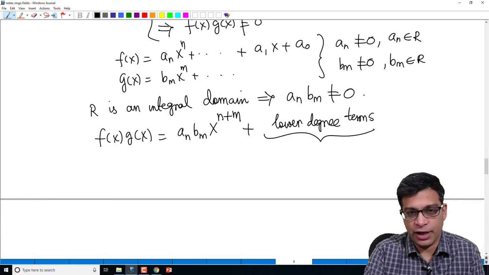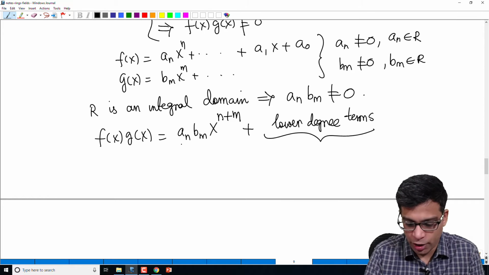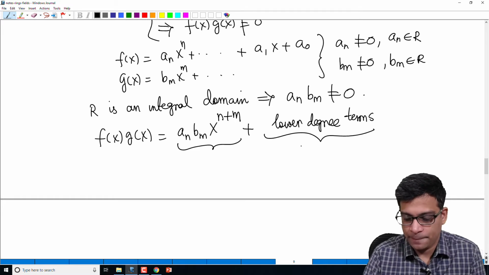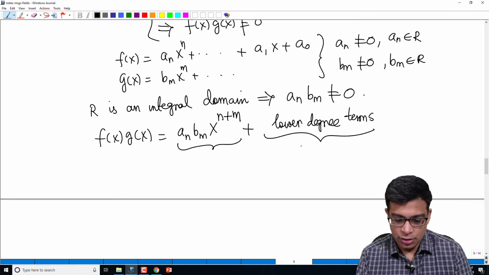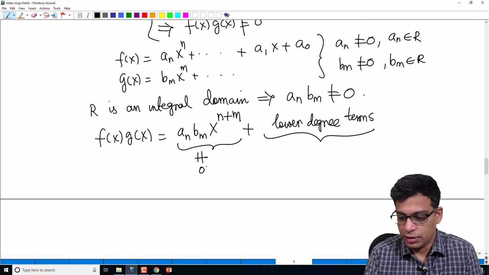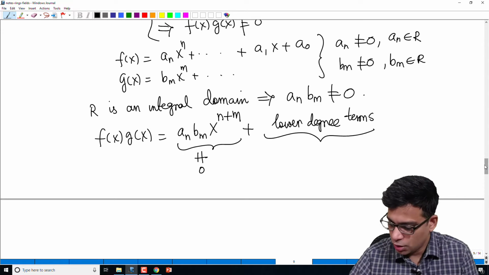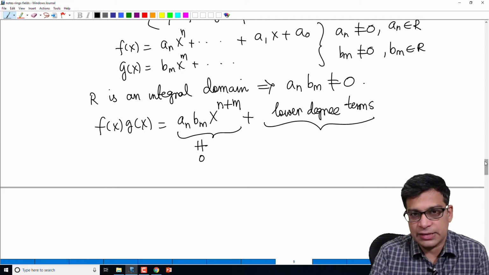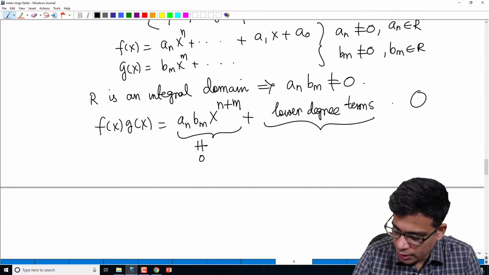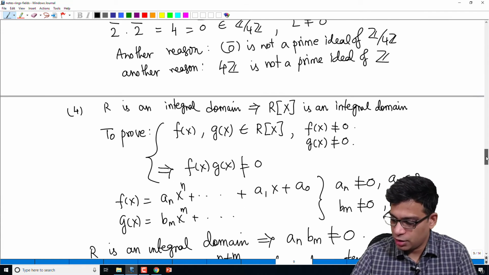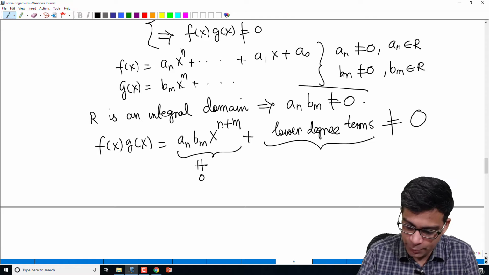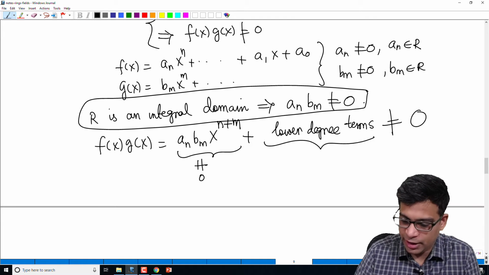The largest power of x that you can find in the product of f and g is n plus m, the contribution coming from a_n x^n and b_m x^m. For every other term, the degree will be strictly less than n plus m, so they are lower degree terms. Because a_n b_m is non-zero, no subsequent term of the product can cancel this. So this will survive and this is non-zero. This proves that the product of two non-zero elements in the polynomial ring is non-zero, and the crucial statement is that you need a_n b_m to be non-zero.